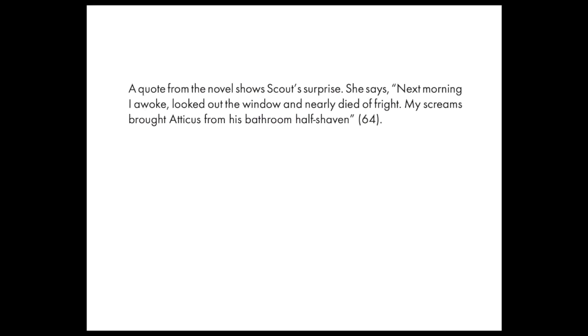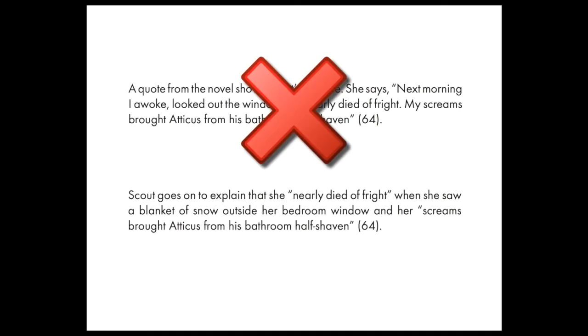All right, let's try it again. Same quote. Here's another example of how somebody might frame it. "A quote from the novel shows Scout's surprise. She says, next morning I awoke, looked out the window, and nearly died of fright. My screams brought Atticus from his bathroom half-shaved." Again, we have a quote from the novel shows Scout's surprise. Don't say it's a quote. Don't say this quote from the novel. Paint the picture. Set up the scene. So I'm going to say, nope, that's a sloppy robotic frame.